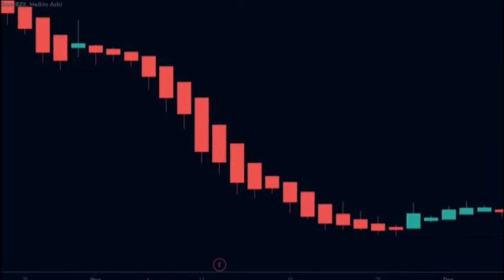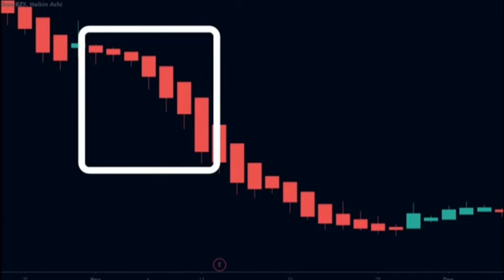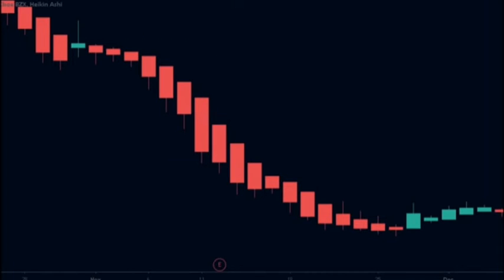Similarly, in a downtrend, we see red candles with very minimal or no upper wicks. These candles show that there are a large number of sellers in the market. And no upper wicks show the absence of any buyers. This shows that there is strength in the downtrend.